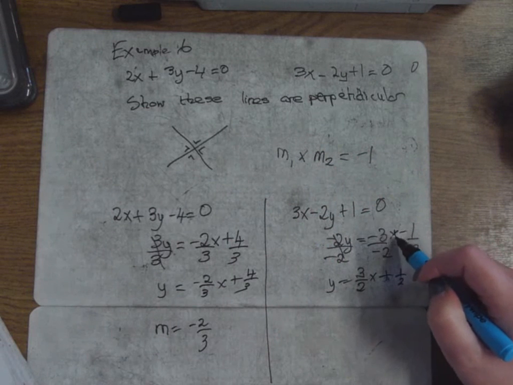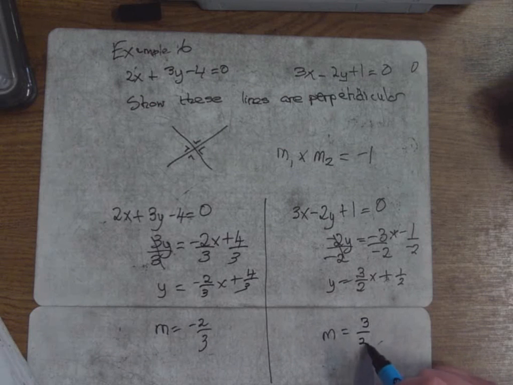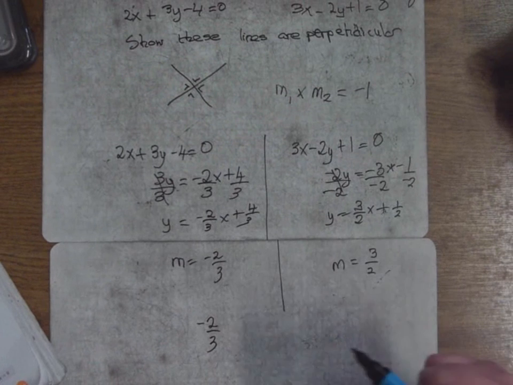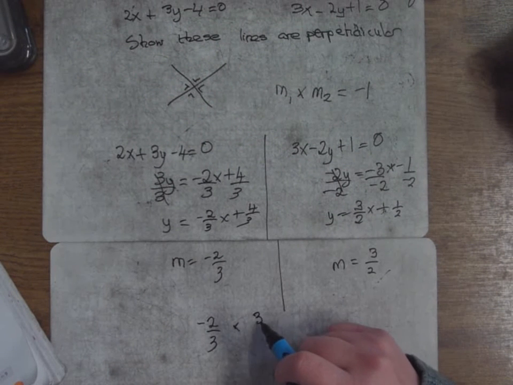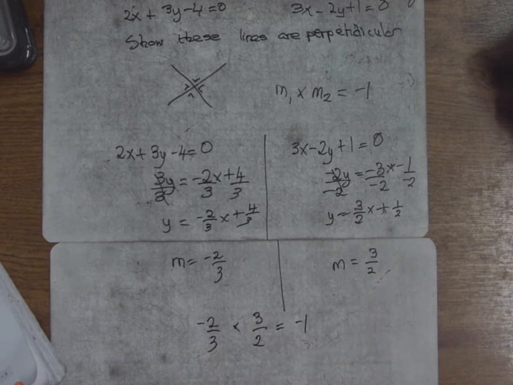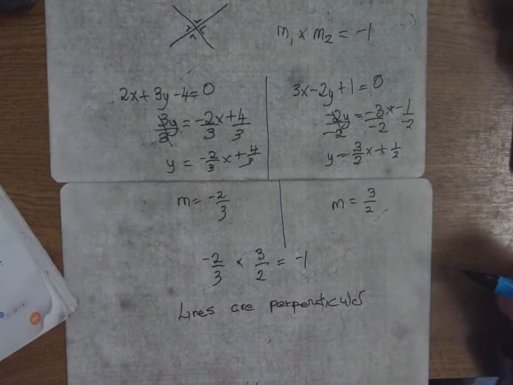Okay, what's the slope of this line? 3 over 2. So what I do is, I take the slope of the first line and I multiply it by the slope of the second line, into my calculator, and I get minus 1. And that's the magic number. So what does that mean? The lines are perpendicular. Is that okay?